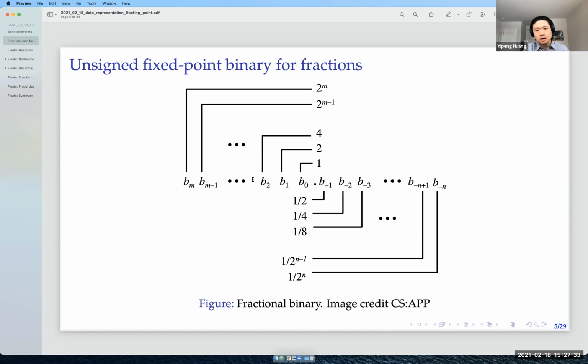Left of the decimal point are whole numbers. And to the right of the decimal point, we have fractions, so numbers smaller than 1. And the positions of each of these bits correspond to powers of 2. So to the right of the decimal point, we have fractional powers of 2: 1/2, 1/4, 1/8, and so forth.